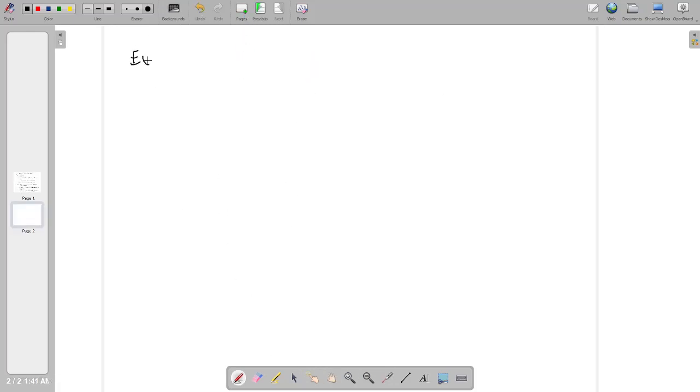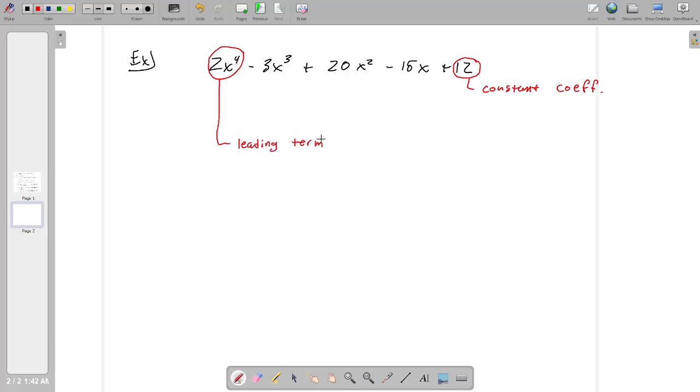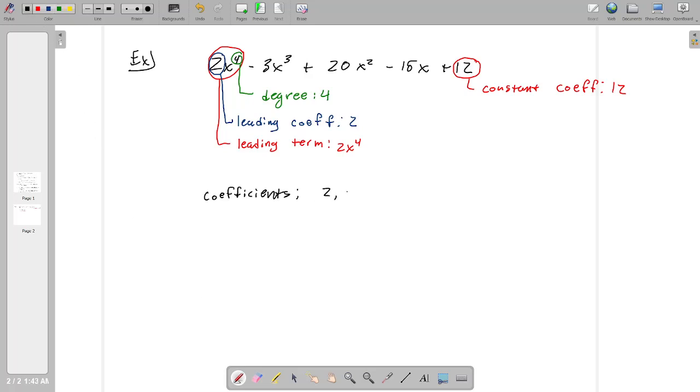Let's go ahead and do an example here. Suppose that we have the function 2x to the 4th minus 3x cubed plus 20x squared minus 15x plus 12. There's a few things here. This is called your constant coefficient. We have our leading term, our leading coefficient, and our degree. And we didn't define degree here, but we have defined it before, so I expect that we remember this. All of the coefficients are 2, -3, 20, -15, and 12.